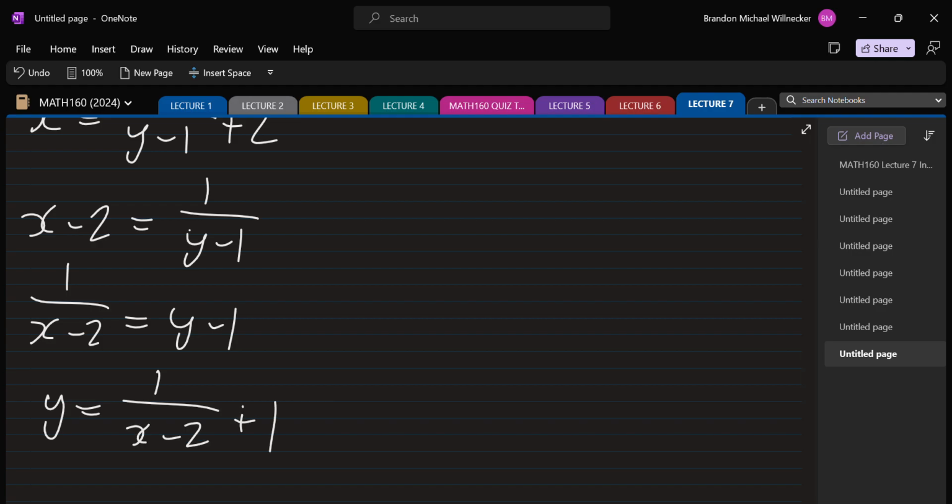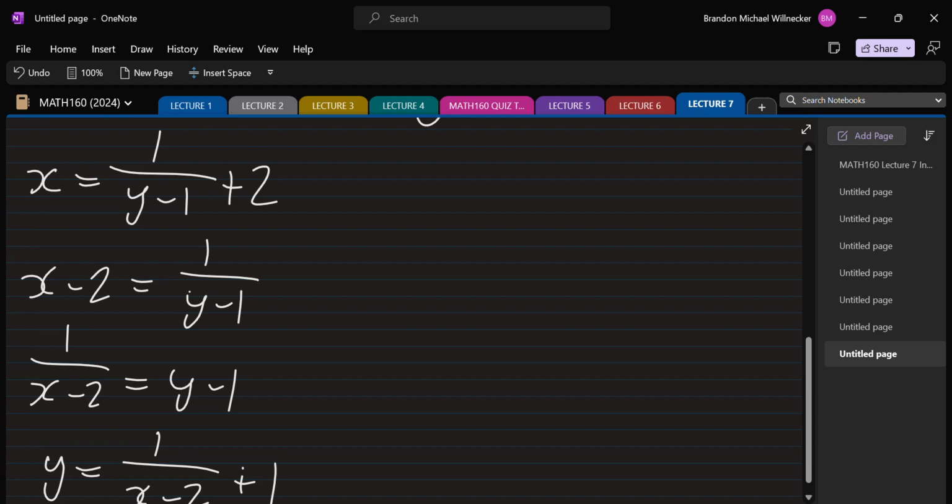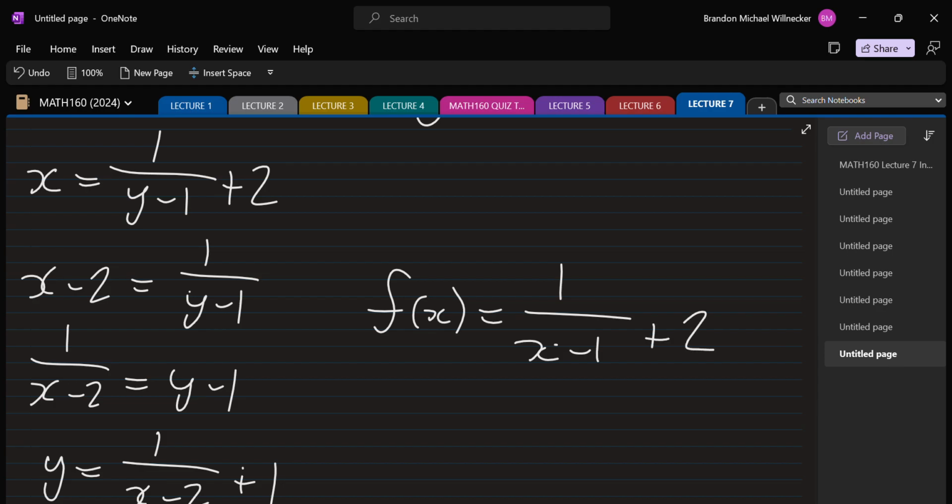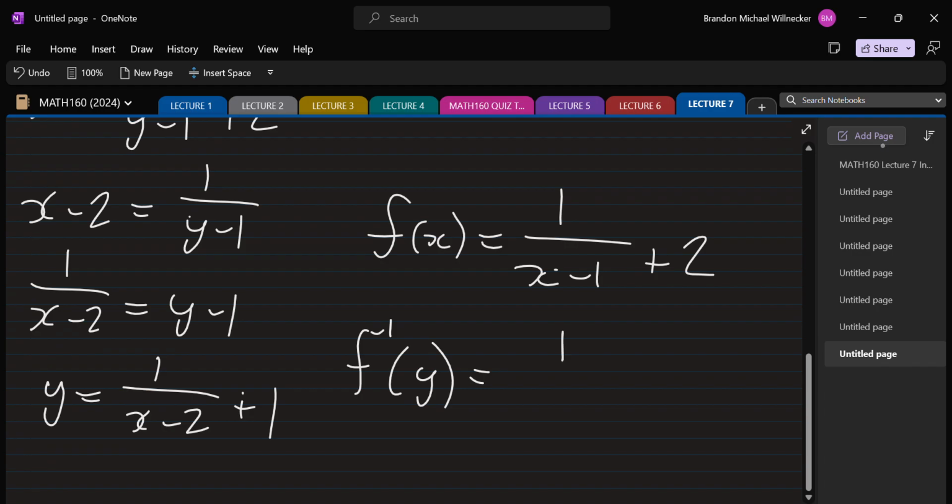Very interesting. The inverse of a hyperbola is another hyperbola. Okay, that's something interesting. Okay, so f of x, this was 1 over x minus 1 plus 2. F inverse of y, that's going to be 1 over y minus 2 plus 1. Okay, we've done everything, so let's just do a quick recap here.